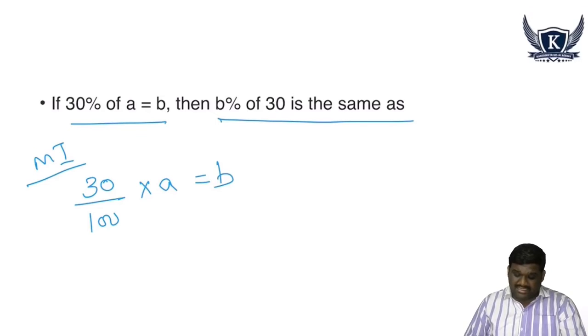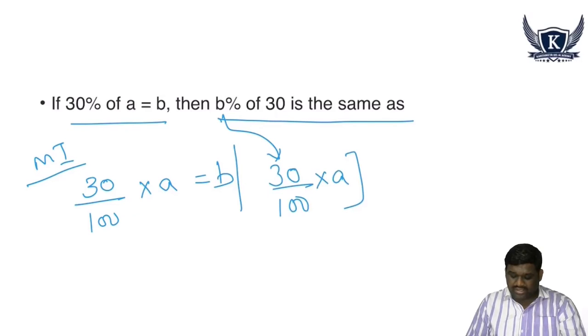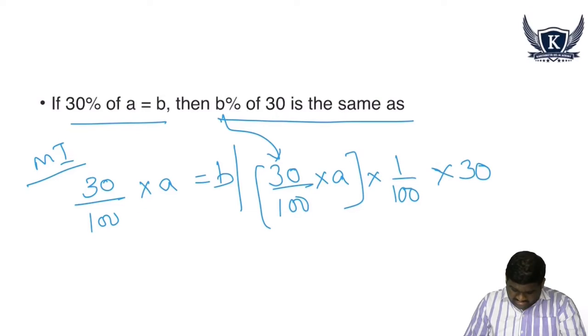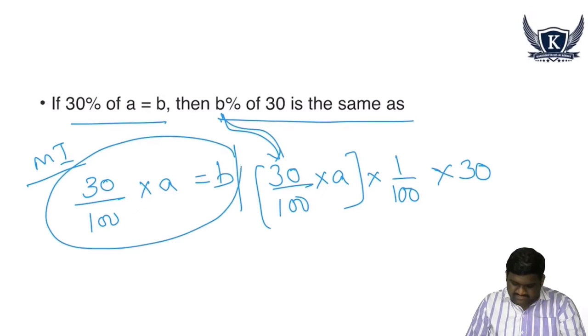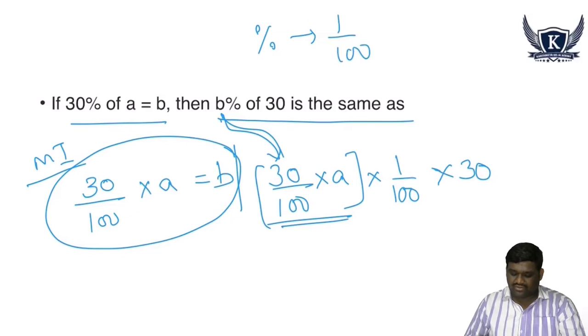Now what are they asking? B percent of 30. So in place of B, I have to write 30 by 100 into A. Percent means, as I have already told you, to divide by 100, into 30. I have written this in place of B. Observe carefully. Percent means division by 100. That only I did. Of means multiplying, and 30.